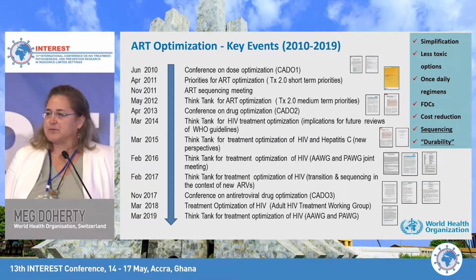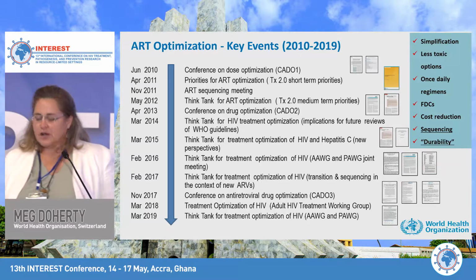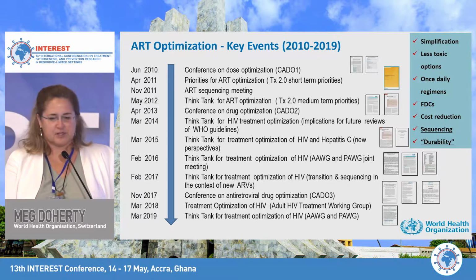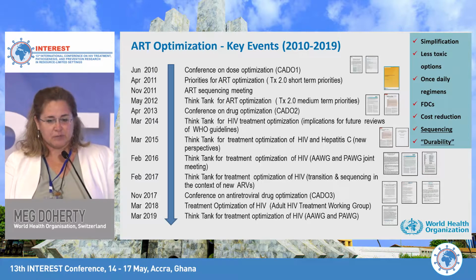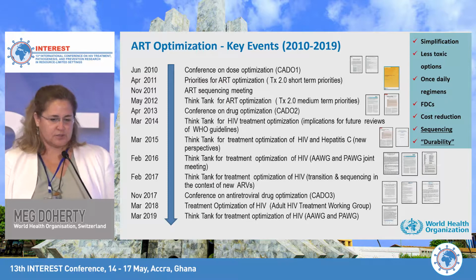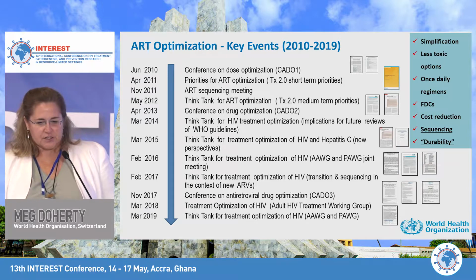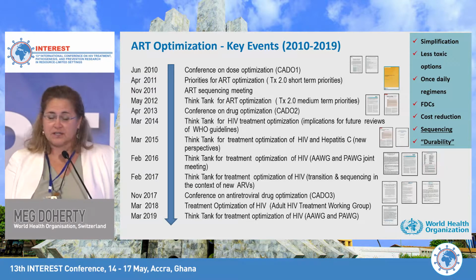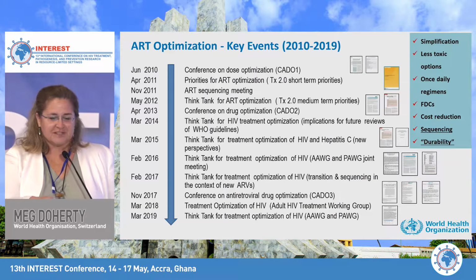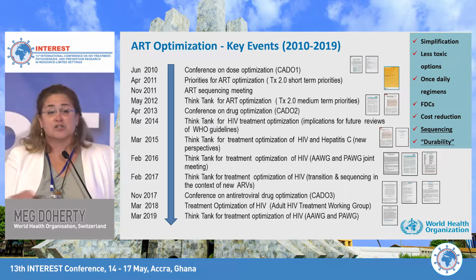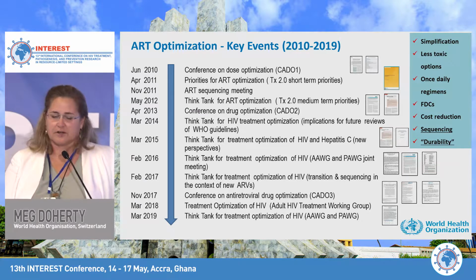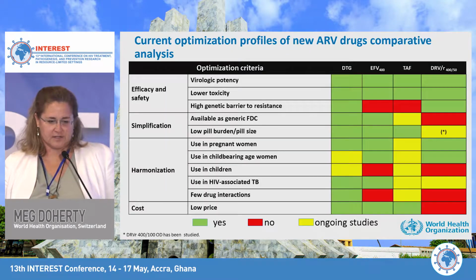So what happens at WHO or other organizations to make this happen? We have a treatment optimization piece of work where we look at simplification, looking for less toxic regimens, once daily dosing, fixed dose combinations, cost reductions, sequencing, and durability. So this happens with many, many meetings, many reports, and we also report back to pharma and generics so that they can take action on this.